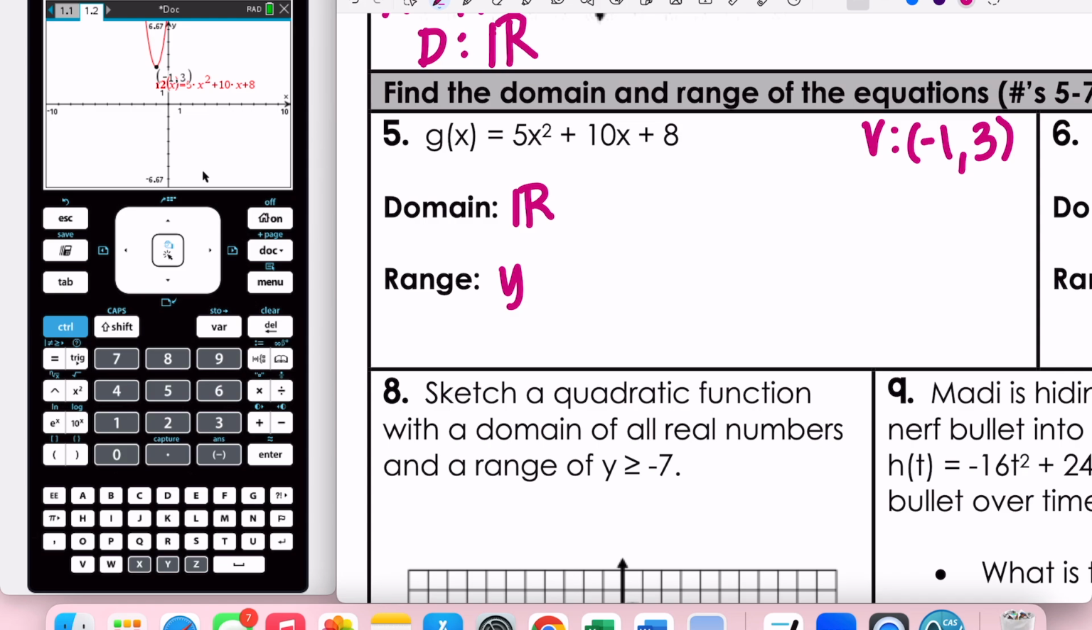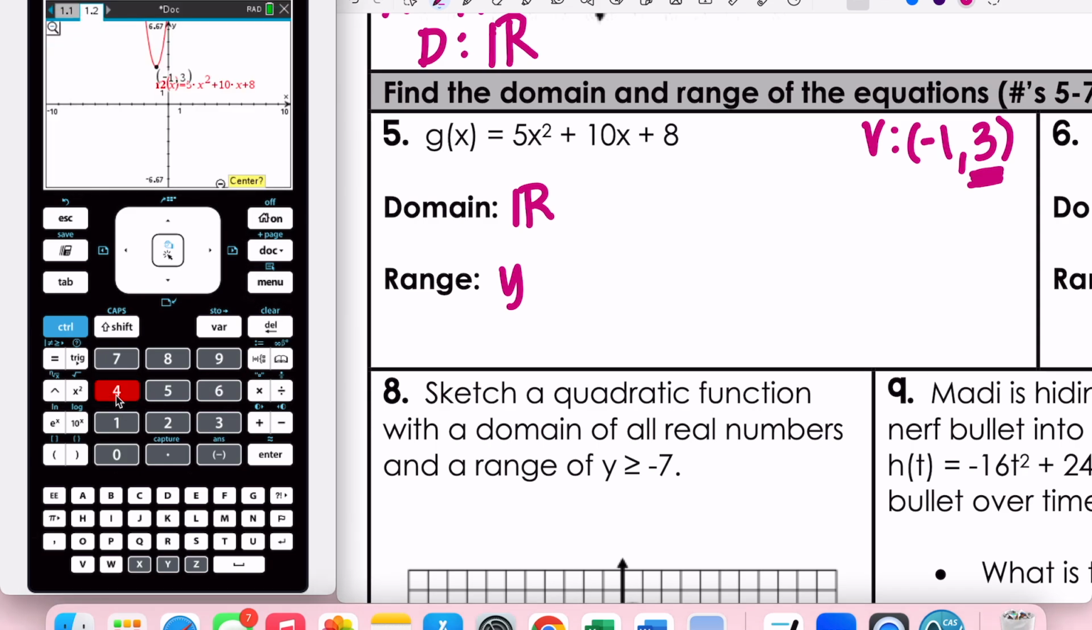And when you are determining your range, you want to look at the minimum or maximum value of your graph, and that can be determined by the y value of your vertex, which is 3. So here, guys, if I were looking at a graph and I were to draw a boundary line, this would be at, again, 3. Here, my graph's going to continue to keep going up.